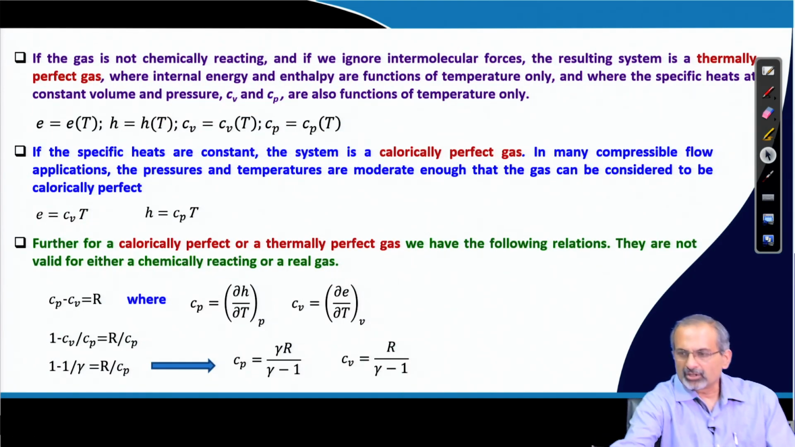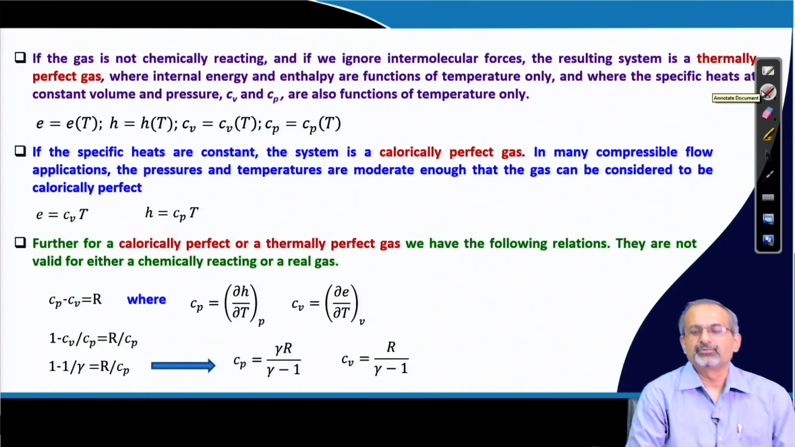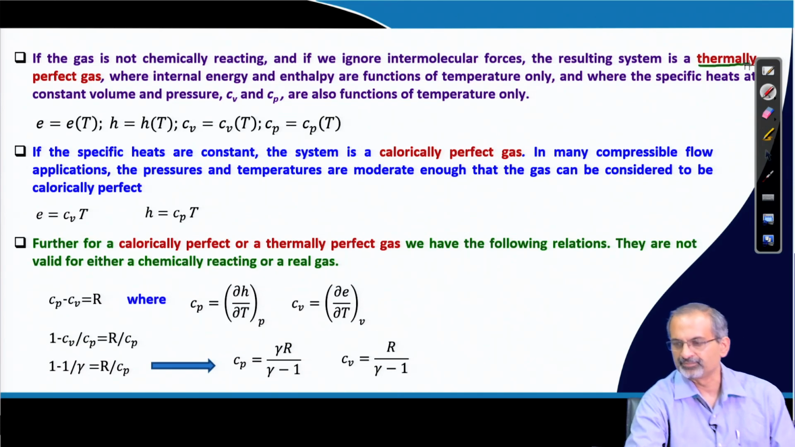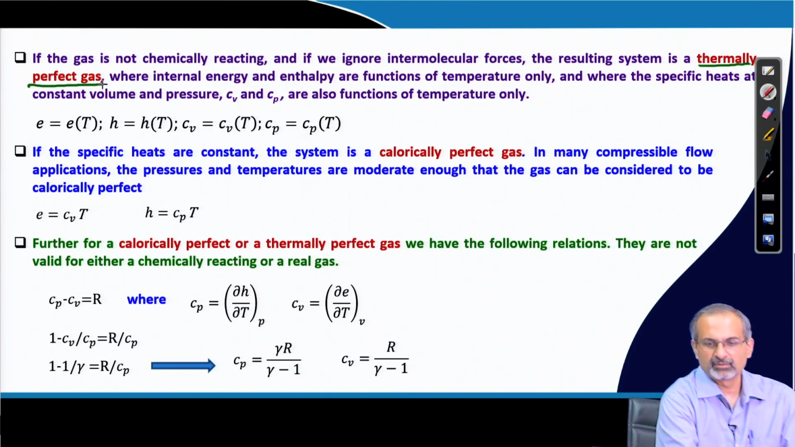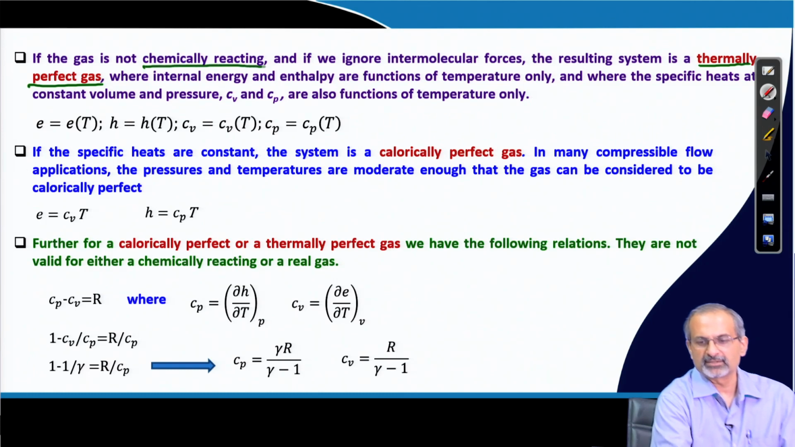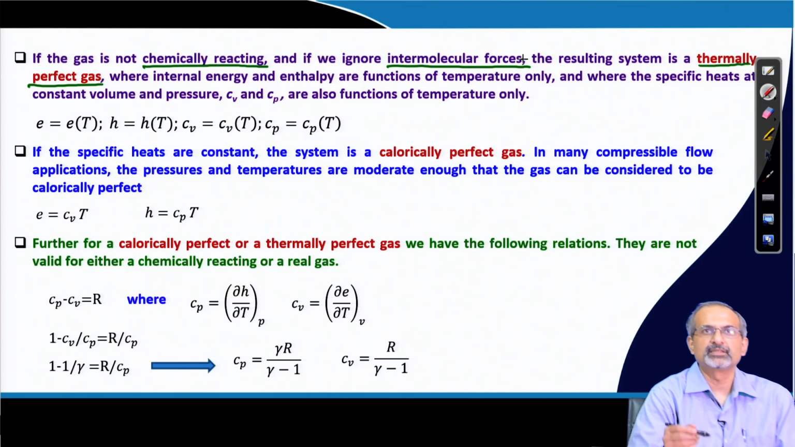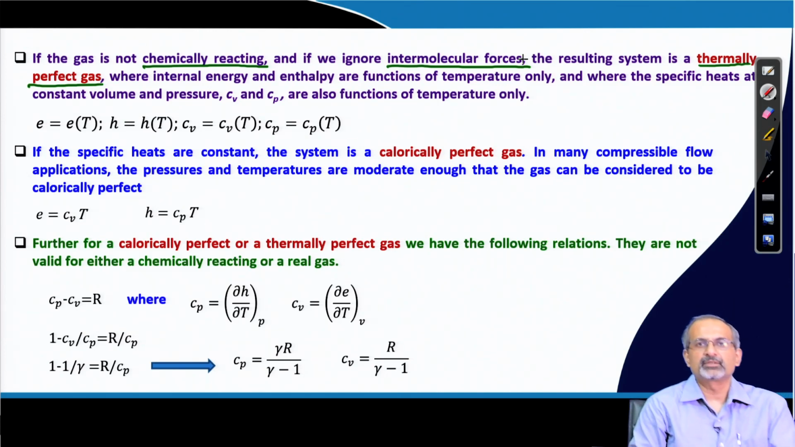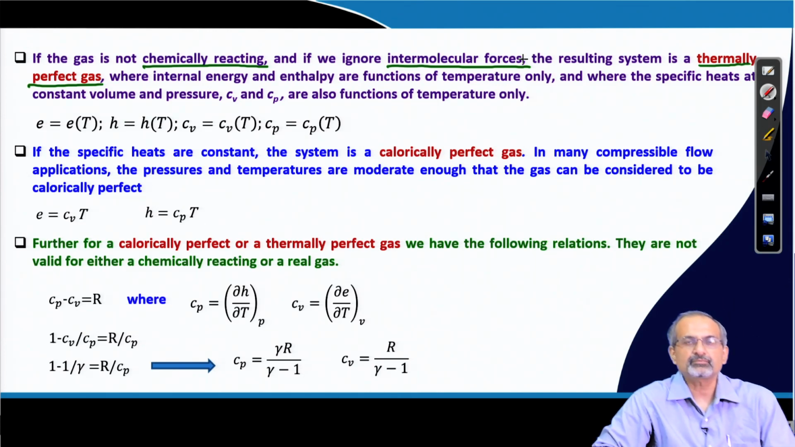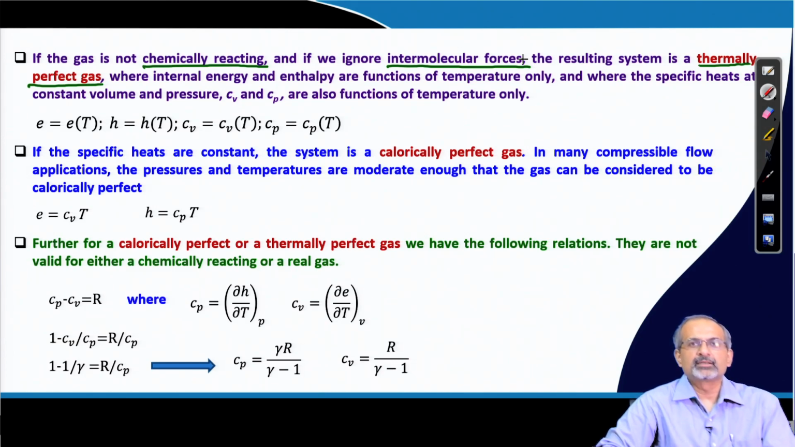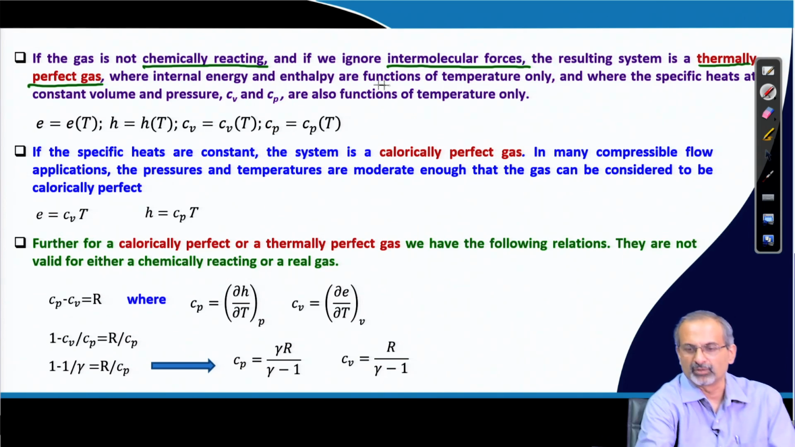If the gas is not chemically reacting, and if we ignore the intermolecular forces, the resulting system is a thermally perfect gas. So, we are taking out chemical reactions and we are taking out intermolecular forces, that means effects of these two, and then you have a thermally perfect gas. In such a situation, internal energy and enthalpy would become functions of temperature alone.